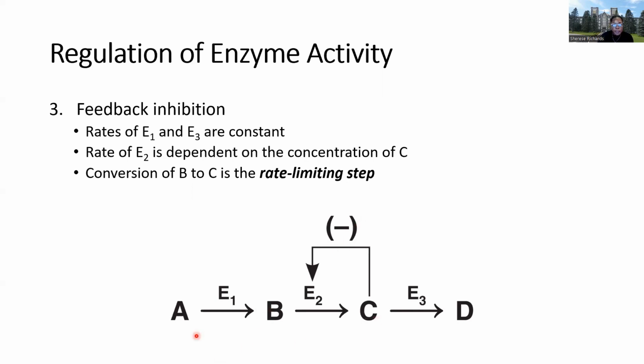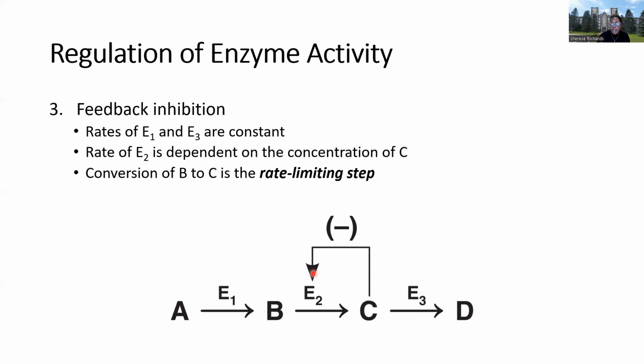So the example that we have here at the bottom, we've got substrate A to substrate B that is catalyzed by enzyme 1, substrate B to product C that is catalyzed by enzyme 2, and then substrate C to product D is catalyzed by enzyme 3. Now, because the reaction between B and C, this is the rate limiting step of this reaction, right? This is the step that is really going to determine the rate of the overall reaction. And so the amount of C, the concentration of product C here, will in fact go back and have feedback onto the rate of enzyme 2.